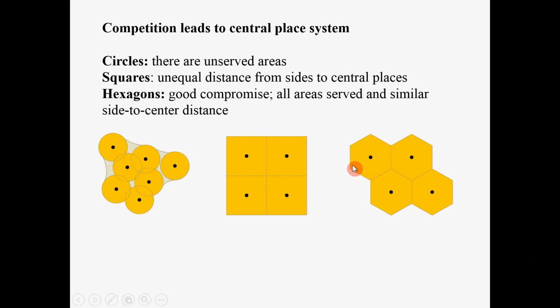So eventually, Christaller came up with a solution: if all market areas take a hexagonal shape, that gives a good solution. You do not have areas where customers are unserved. Also, people within a hexagonal market area travel approximately similar maximum distances to the central place. So that is a good compromise compared with circles and squares.